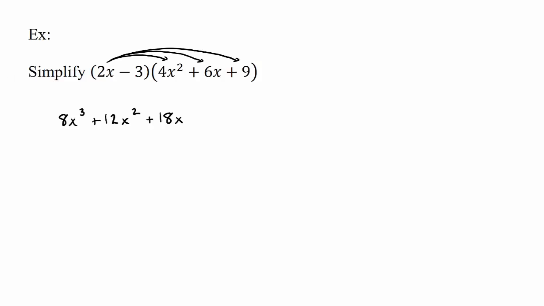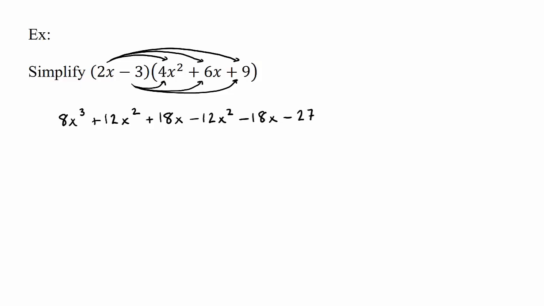Now moving on to the negative 3, we're going to distribute it over these three terms. So negative 3 times a positive 4 is a negative 12x to the power of 2. Negative 3 times 6 is a negative 18, and then there's an x term with it. And finally, negative 3 times positive 9 is a minus 27.